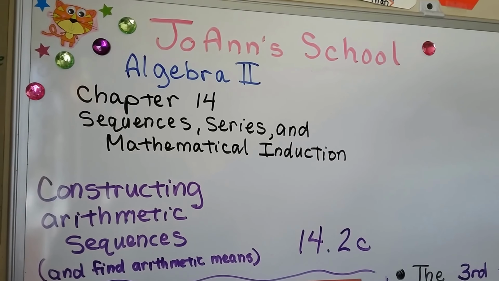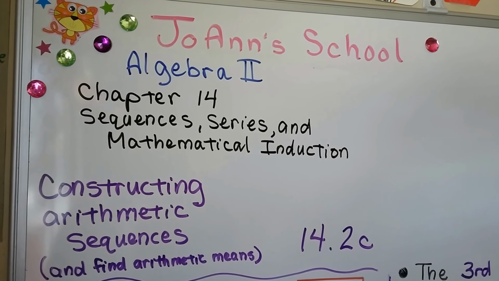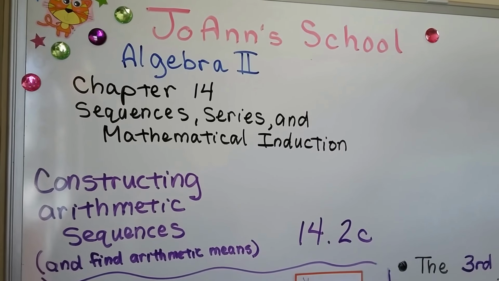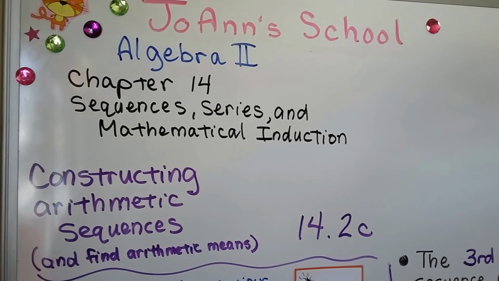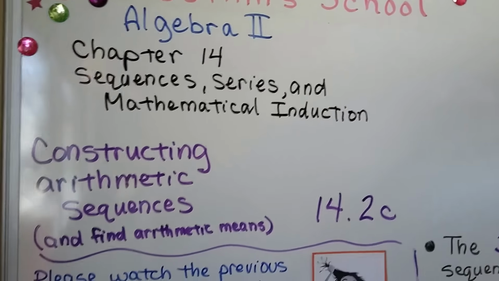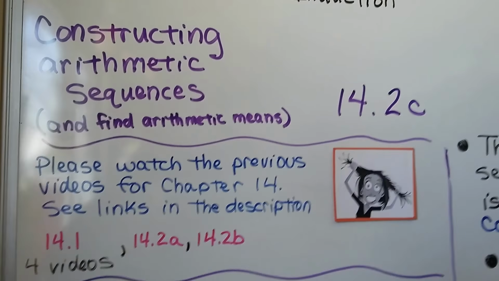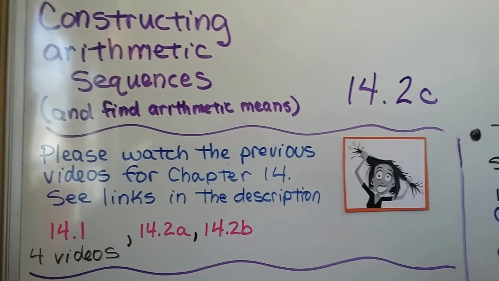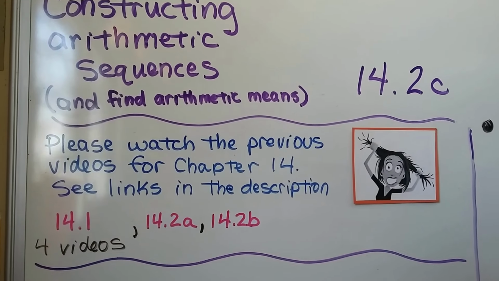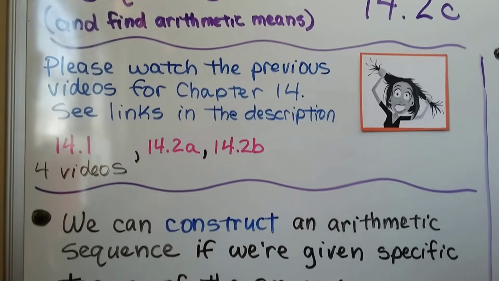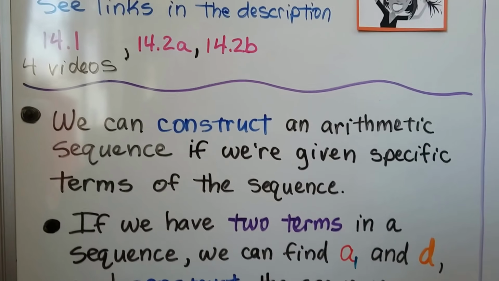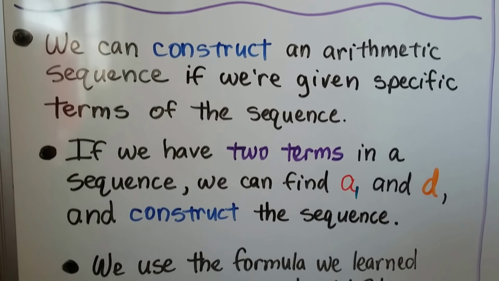This is 14.2c. It's the third lesson for 14.2. We're constructing arithmetic sequences, and we're also going to find arithmetic means. If you haven't seen the previous 6 videos, you might become frustrated or lost and confused, and they're linked in this description, okay? We can construct an arithmetic sequence if we're given specific terms of the sequence.